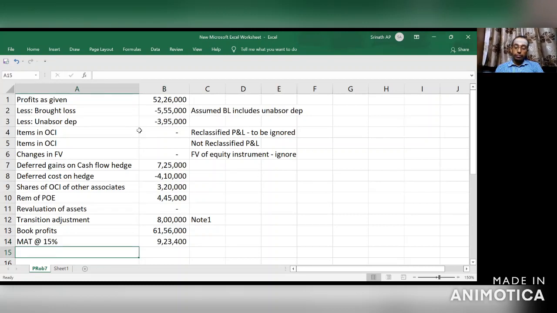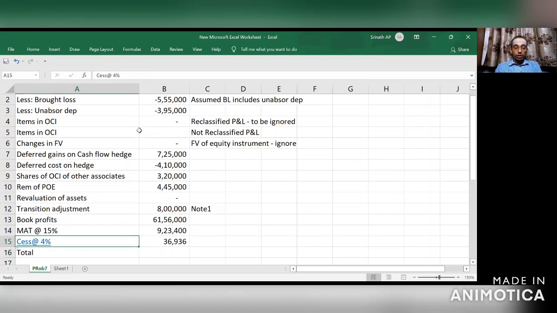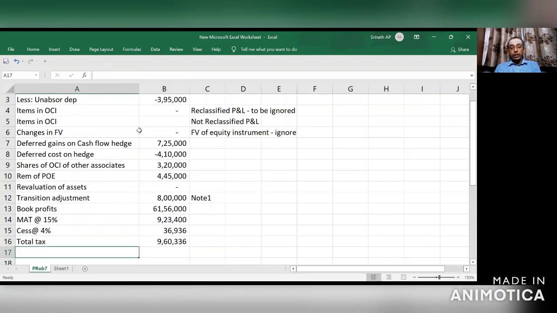9,23,400. Cess at the rate of 4%. Total cess at the rate of 4%. Total tax 9,60,336.